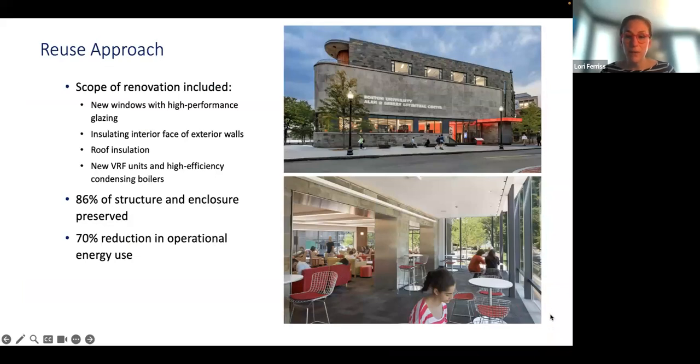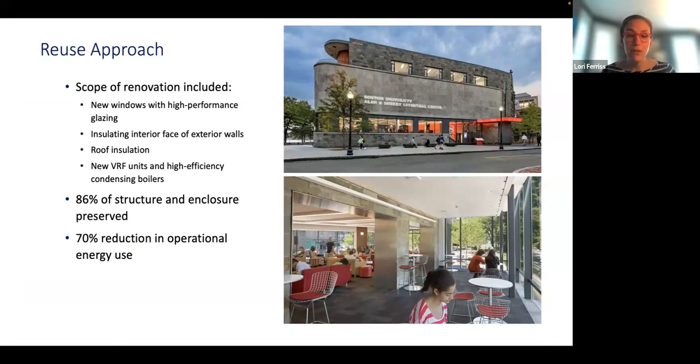And so the scope of the renovation, because it was really a comprehensive renovation, we could do a pretty significant amount of upgrading within the building without impacting greatly the historic exterior. So there are new high performance windows throughout. We were able to insulate the inside face of the exterior masonry walls as well as the roof, and put in new highly efficient systems, almost all electric, not quite all electric at the time. And through this upgrade, we were able to reduce the building's energy use by about 70%, making it comparable to a pretty high performance new construction at the time.